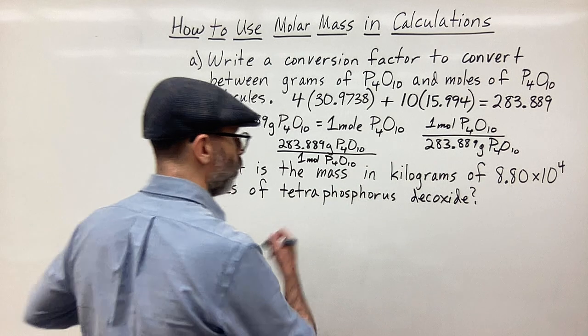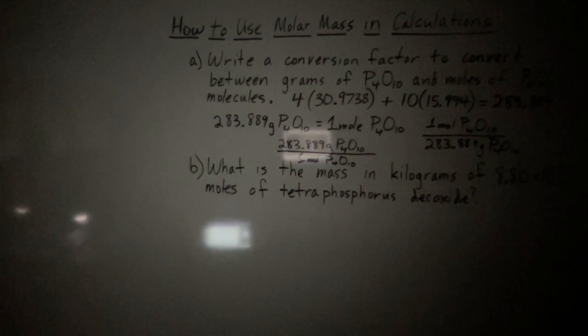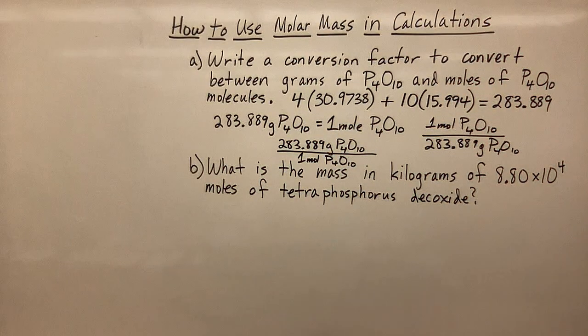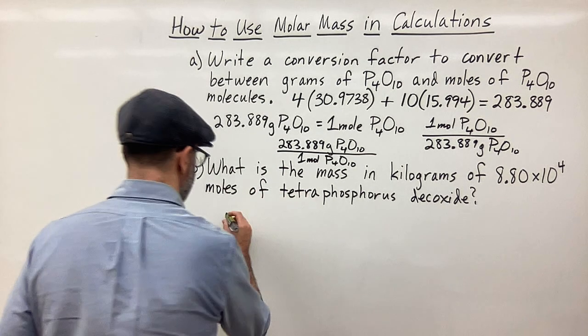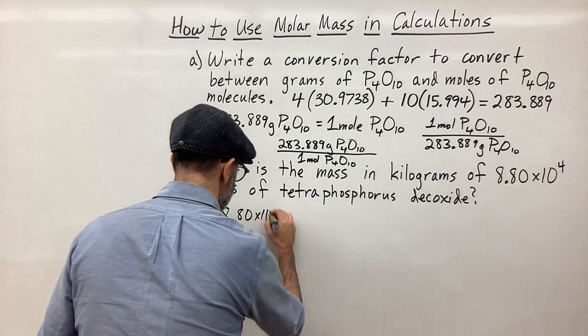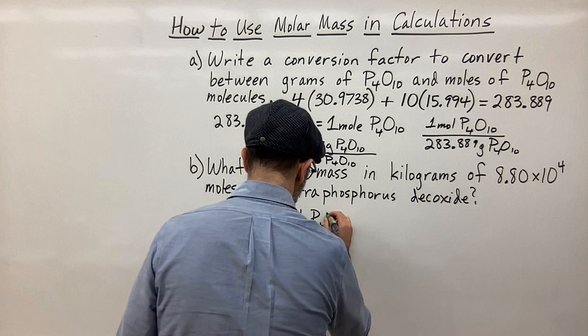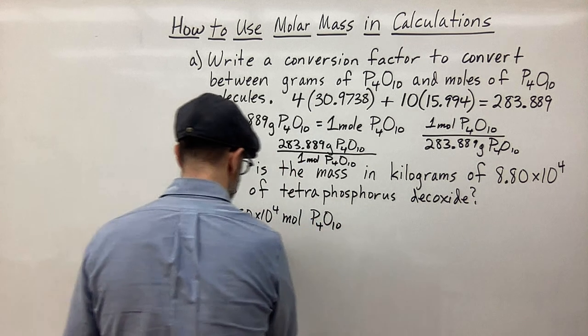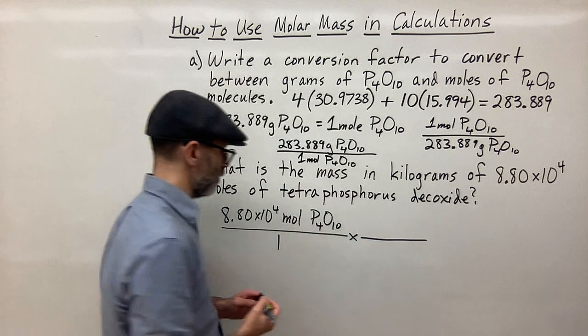So I'm going to start with the moles they give me. So it's 8.80 times 10 to the 4 moles of P4O10. I'm going to put it over 1. And now I'm going to start multiplying by my conversion factors.